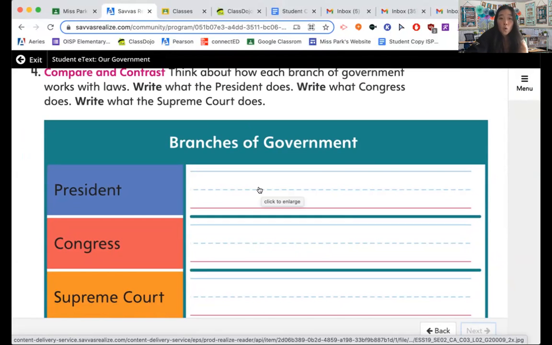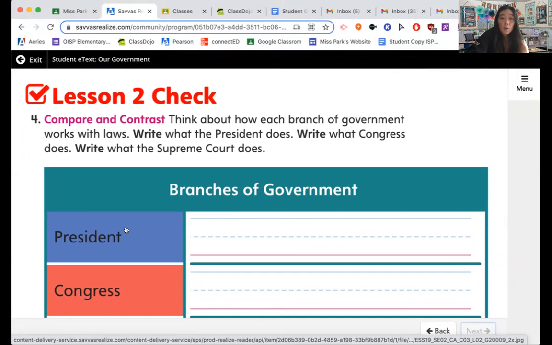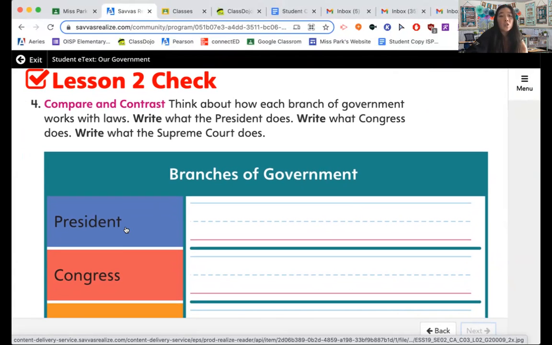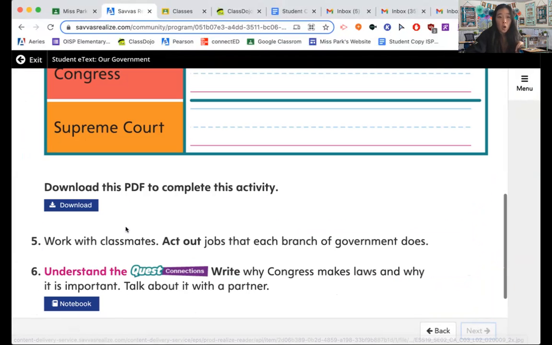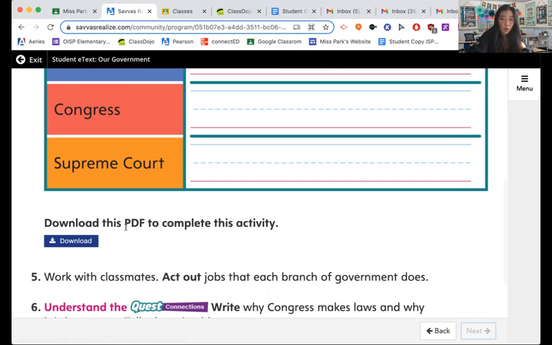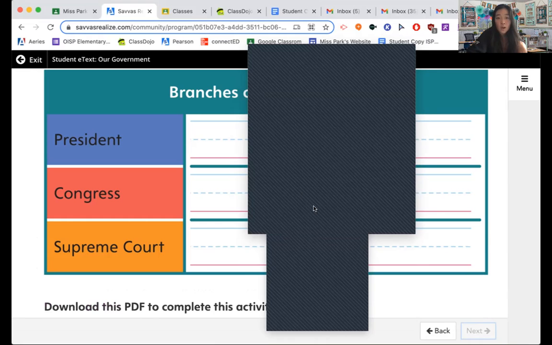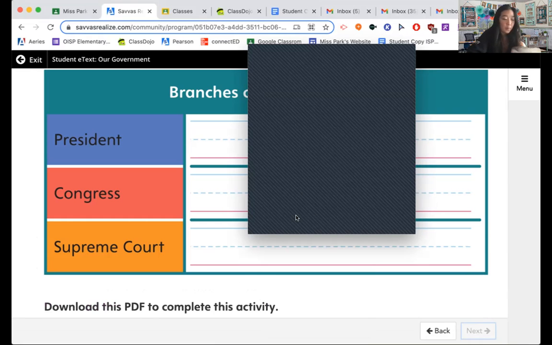Okay, so here we talk about each branch of government. Think about how each branch of government works with laws. So this one, because you have to download the PDF and we're not going to do that, we're just going to talk about it in class, but I'm going to write it in our chat. So if you want to write it down in your books, it'll be in our chat box.